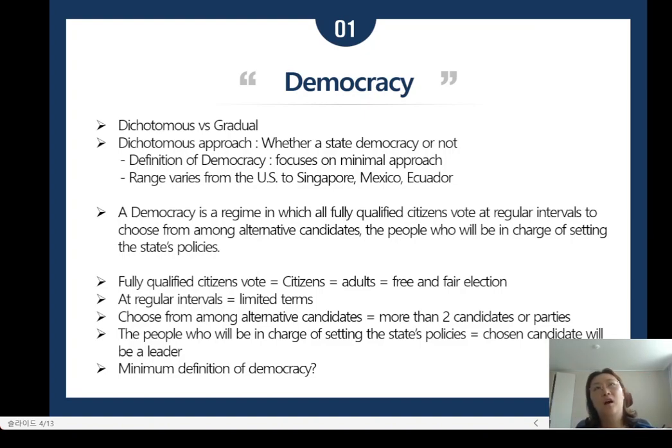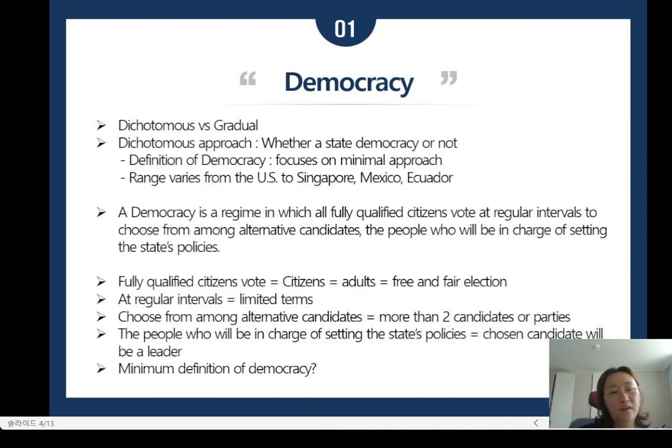So we can find some advantages and disadvantages. The advantage is we can easily see whether a country is a democracy or not, right? But the disadvantage of this approach is we can't say how much difference there is within the group. Like America is well developed, but Ecuador is not. But if we just divide into two, we can never tell how different they are.